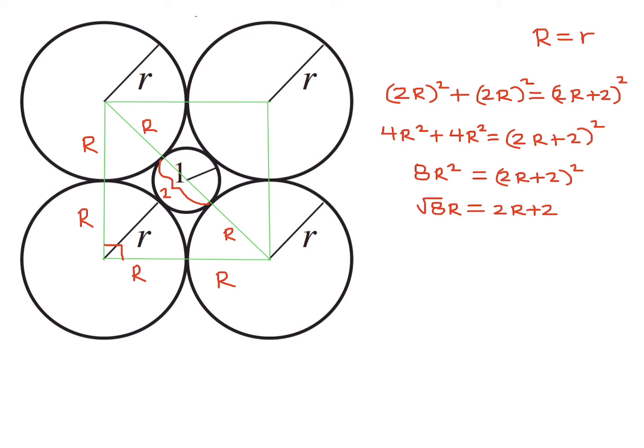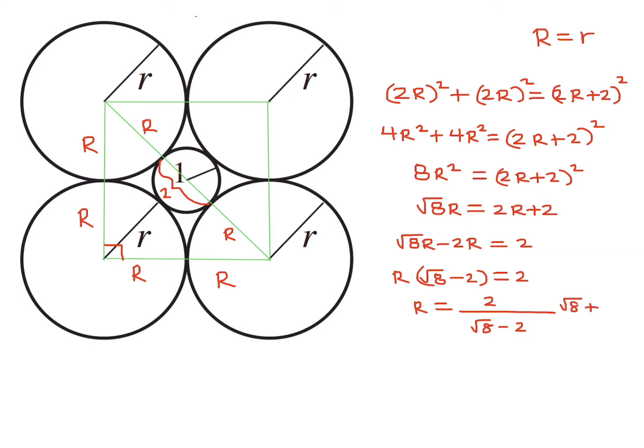And then put the r's on one side, and you get root 8r minus 2r is equal to 2. Factor out the r, and you'll get root 8 minus 2. And therefore, r is equal to 2 over root 8 minus 2. And that is, of course, the right answer, but we have to rationalize the denominator.